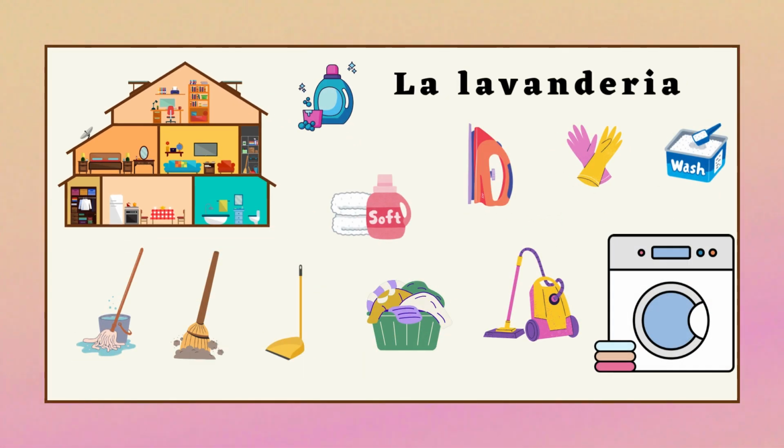In the laundry room, you'll find everything you need for cleaning and organizing. So let's start again with the basics. As a basic, we have la lavatrice, the washing machine, il detersivo liquido, liquid detergent, il detersivo in polvere, powder detergent, and then l'ammorbidente, the fabric softener.